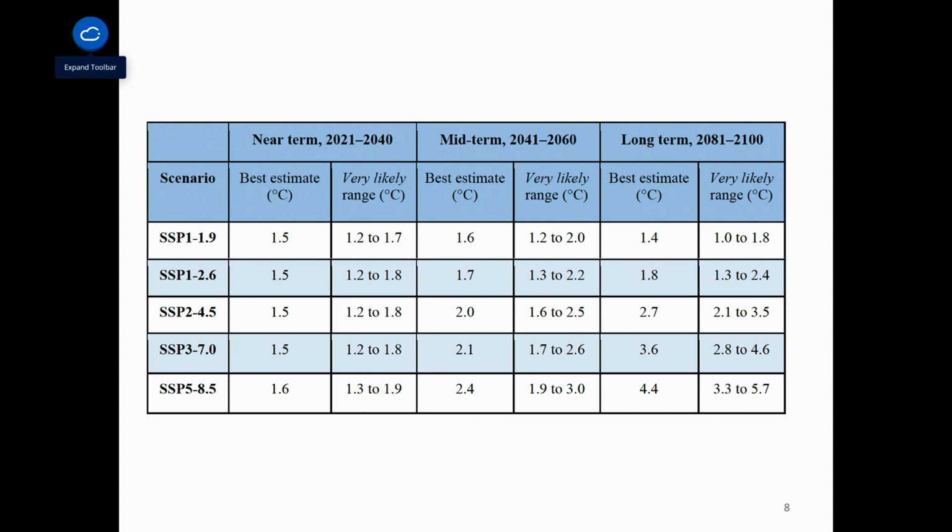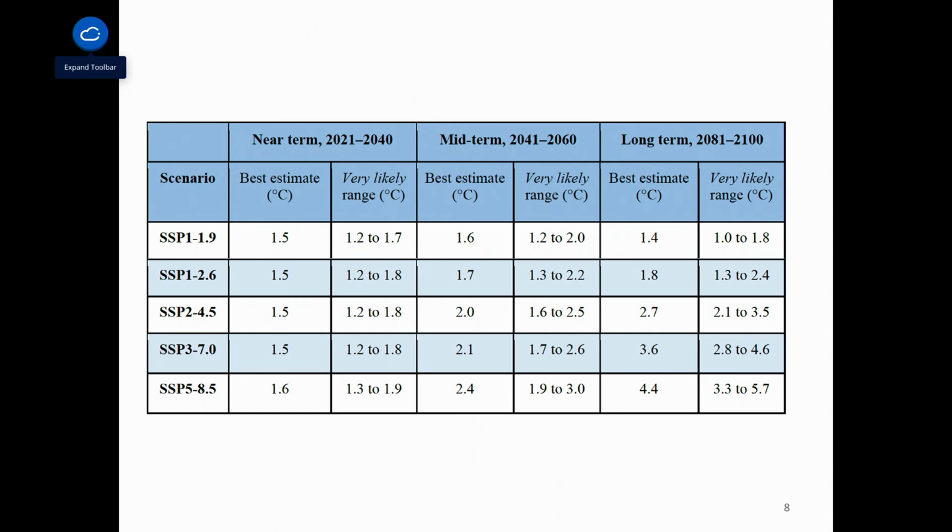SSP1-1.9 warms just under 1.5 degrees by the end of the century. And remember, it's going to keep warming a bit because of the long time scale and the ocean warming up and all that stuff. So this is a 1.5 degree scenario. I said that one was about 1.7, because that's what our model says. The IPCC now says it's about 1.8.